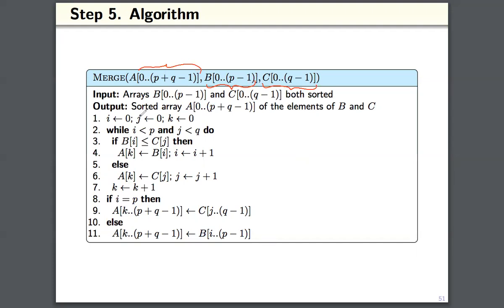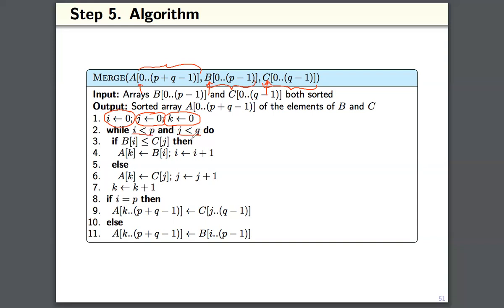We take 3 pointers, I for the B array, J for the C array, K for the A array. They all point to 0 initially: 0 of B, that means the first element, 0 of C, and K points to 0 of A. Then we have a while loop: while I is less than P and J is less than Q.